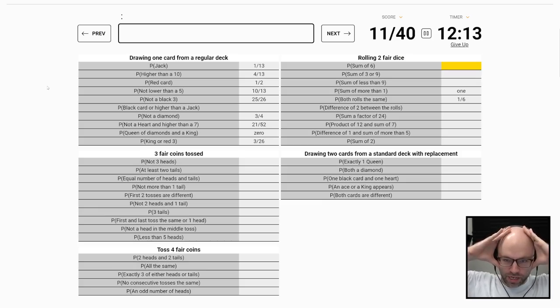The first one is 5 of 6. The second one is 1 in 6. It's a 5 in 36 chance. Okay. Sum of 3 or 9.